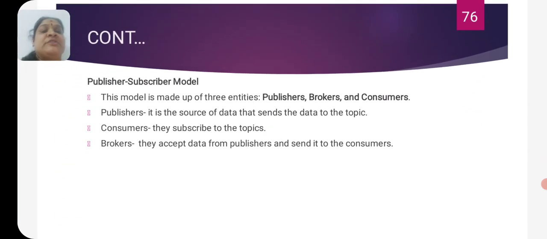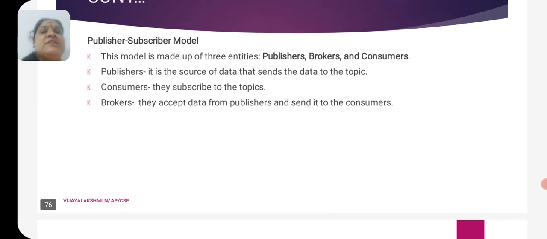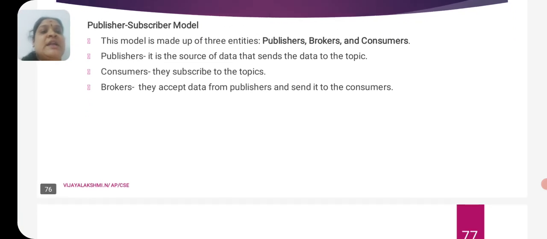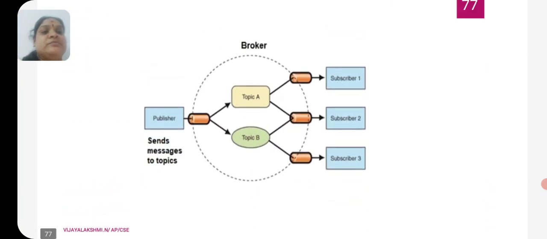The next is the publisher-subscriber model. This model is made up of three entities: publishers, brokers, and consumers. Publishers are the source of data. They send data to the topic. Consumers subscribe to the topic and accept data from the publisher. According to the topic, the subscriber will subscribe.